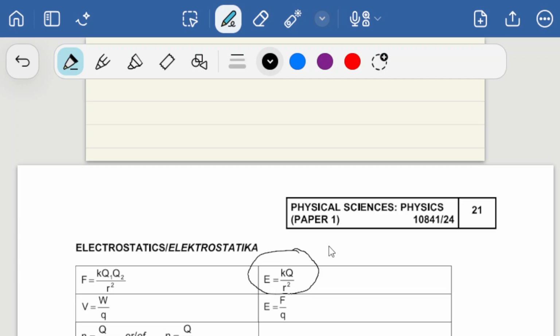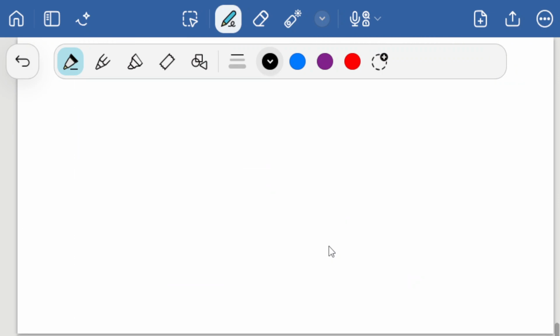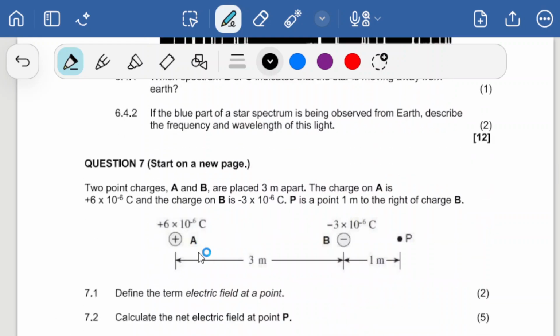Why are we not adding? That's a very good question. Simply because we are looking at them from a point of reference, from position P. A is to the right, but B we are viewing from the right to the left. So they are minus R. Because we see them with reference to point P.